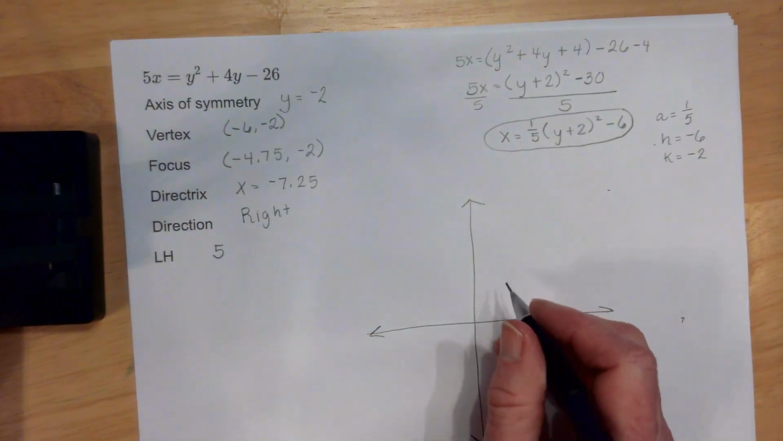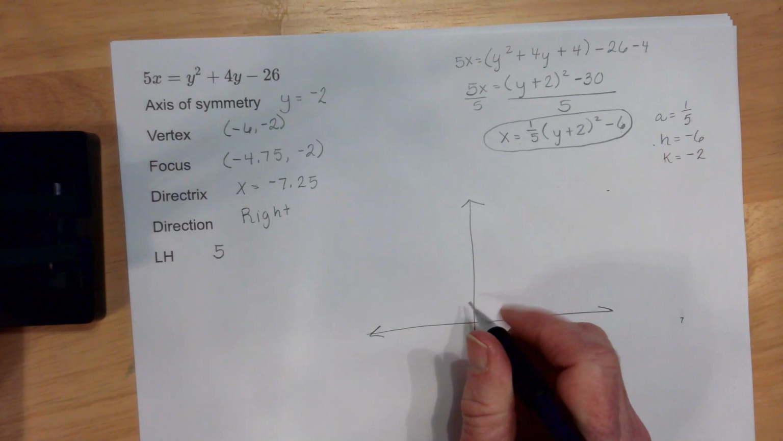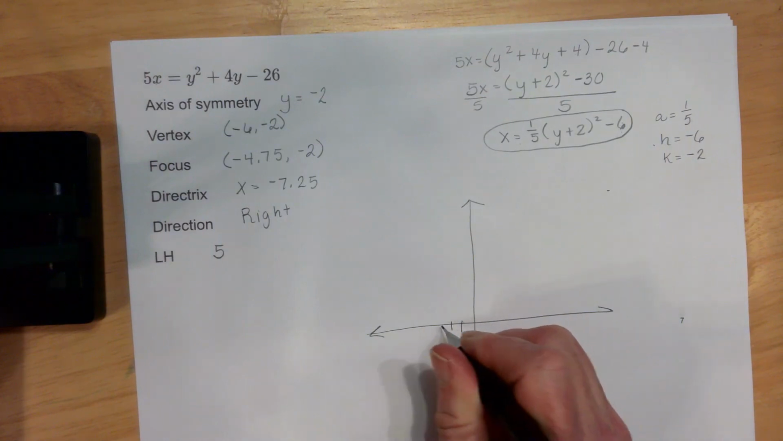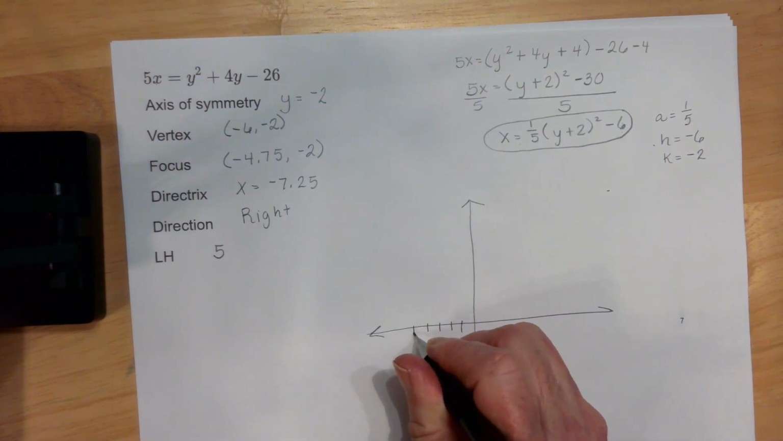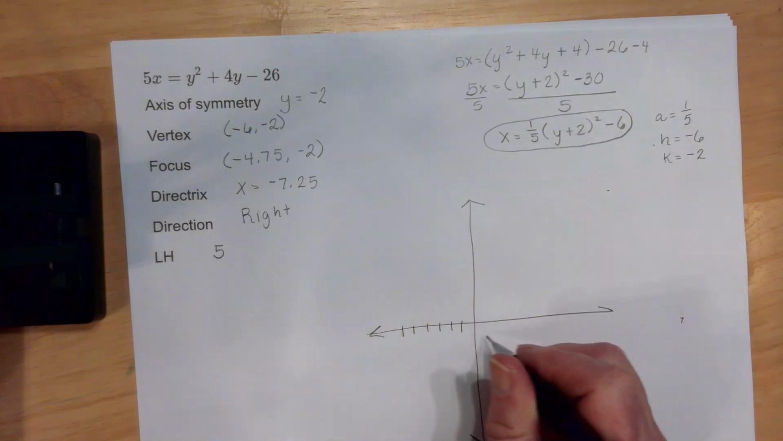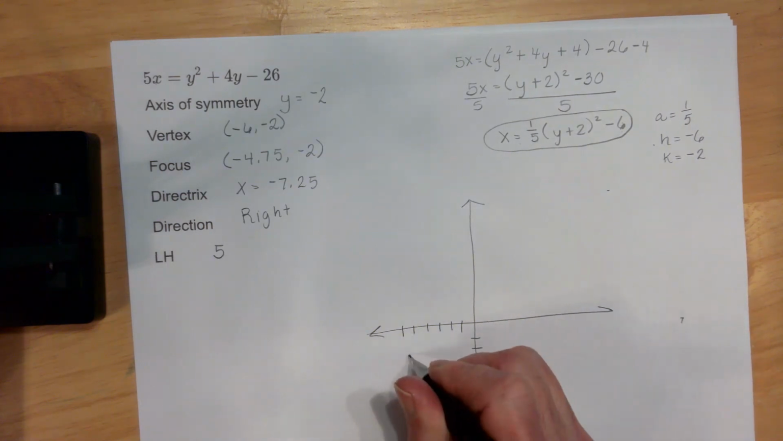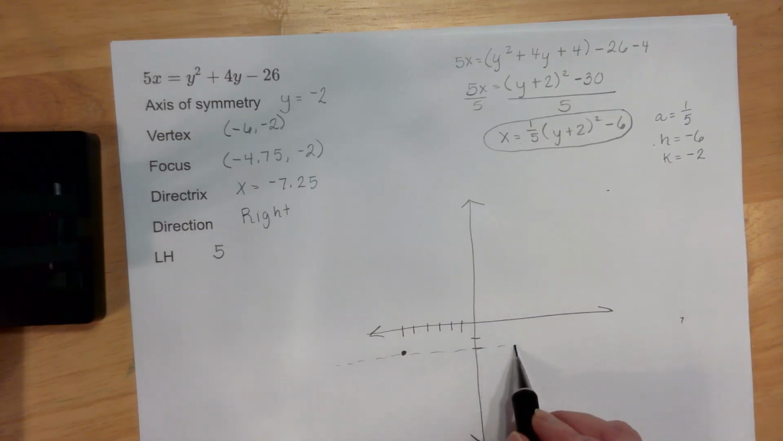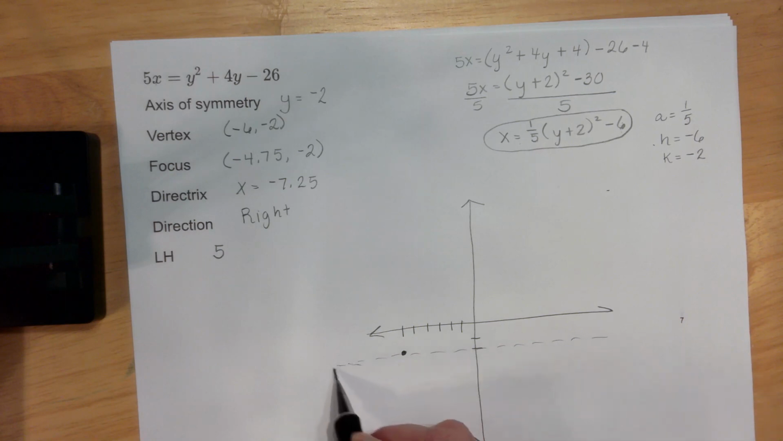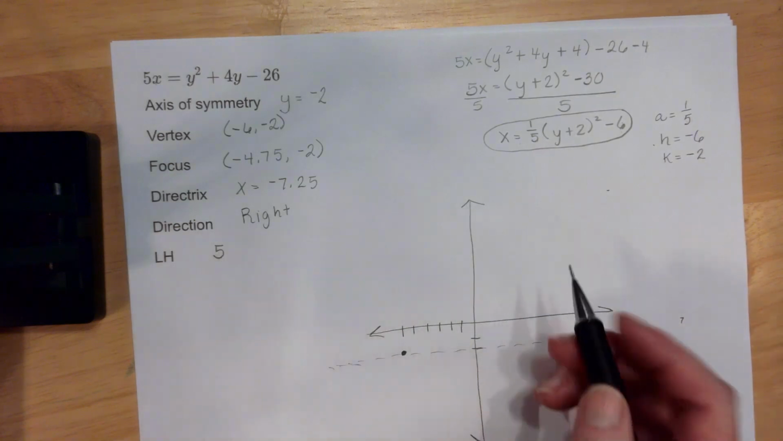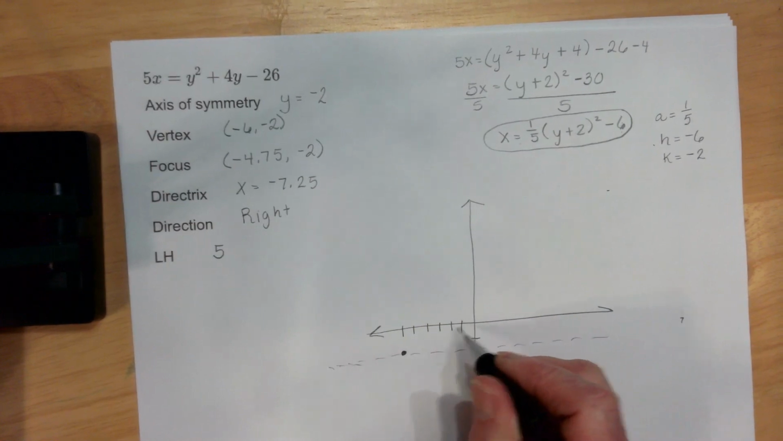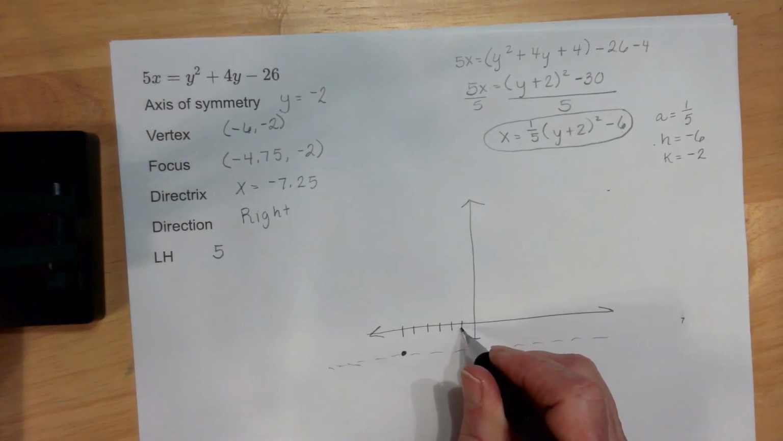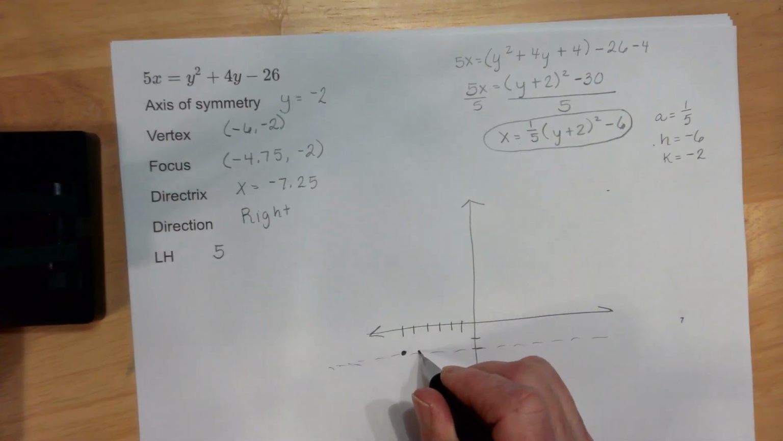Okay, hopefully this one will be a little easier to see. We'll make them a little bit bigger. 1, 2, 3, 4, 5, 6. -2 is going to be right there. This is also going to be your axis of symmetry. Okay. Then you have a focus. The focus is at -4.75, -2. So 1, 2, 3, 4. I'm going to put an X right there.